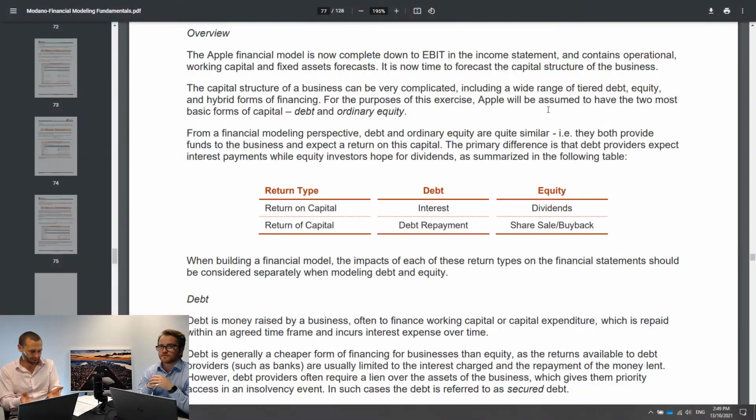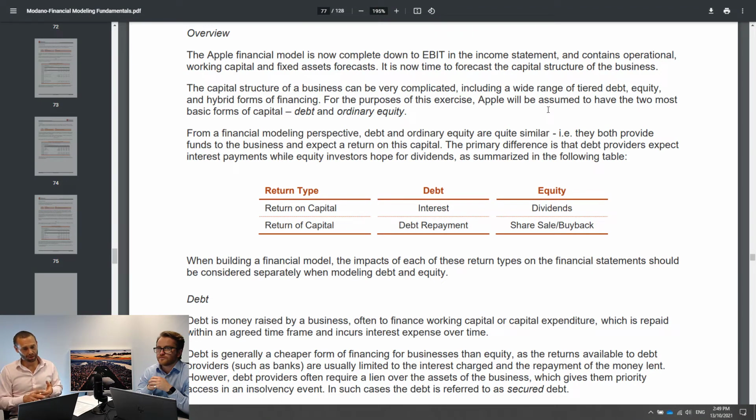They've got commercial paper, senior debt. They've got all types of different tenures. For the purpose of this exercise, we're going to focus on modelling senior debt and ordinary equity, which are the two extremes of the capital spectrum. They're pretty different in some regards, but the real similarity when it comes to modelling them is that they both have, as you can see on my screen, a return on capital and a return of capital.